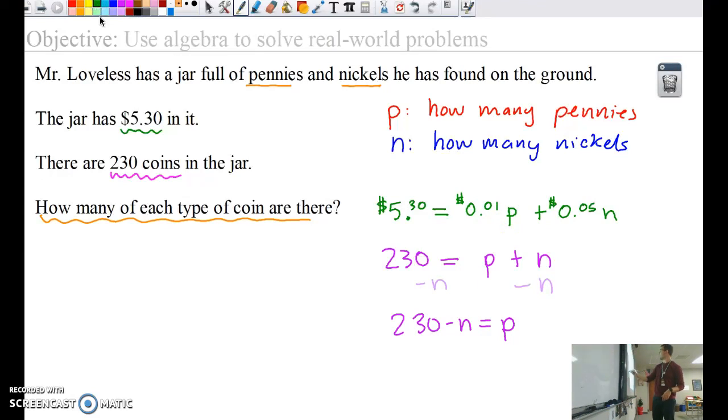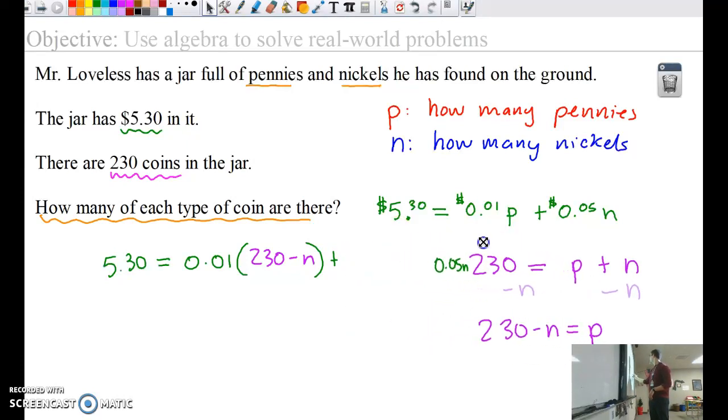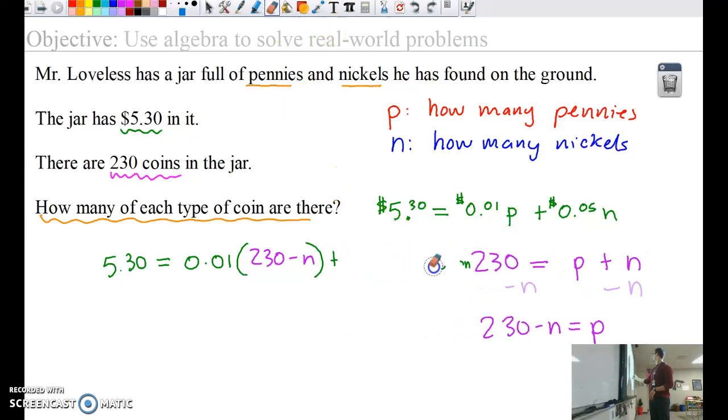So I'm going to go ahead and take $5.30 equal to 0.01. And instead of P, I'm going to put in the 230 minus N. And I'll finish writing the rest of the equation, 0.05 N. Looks like I got a little bit too close, so I'm going to scoot this other stuff over here. It looks like I'm going to have to rewrite it anyway. That's fine. So 0.05 N.